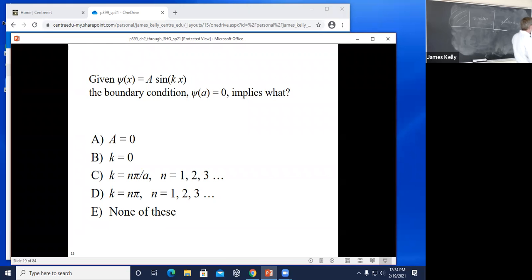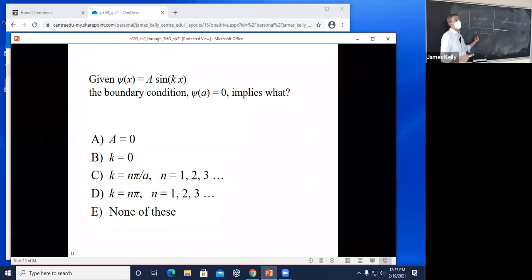Okay, the C's have it. Everybody's voting C. I agree. Okay, so in this case, what I'm going to say is when I plug in x equals a, this function has to have headed down to 0 in order to be continuous. So that's the equation a sine ka equals 0. Product of two things equals 0. That means either this one's 0 or this one's 0.